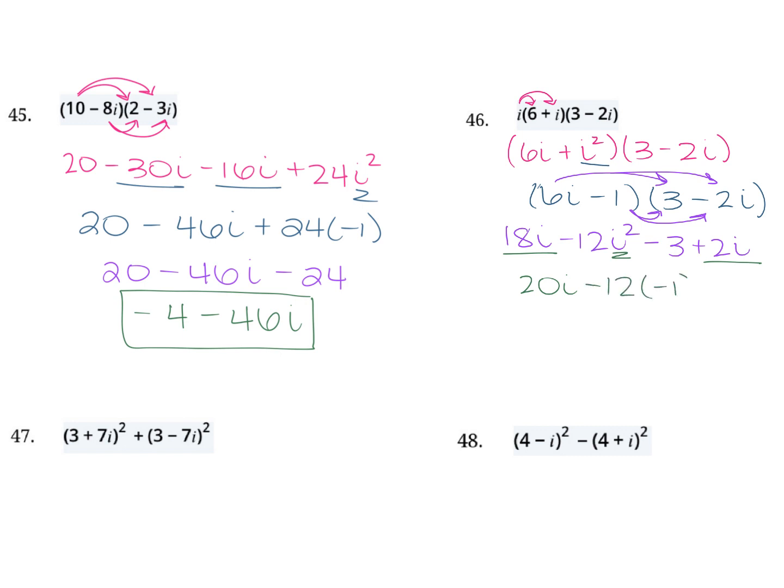12 times negative 1 minus 3. The negative 12 times negative 1 is going to make it positive 12. So 12 minus 3 is 9. That gives us 20i plus 9. That has to be written in a plus bi form, so do not give that as your answer. You're going to rearrange this to be 9 plus 20i.